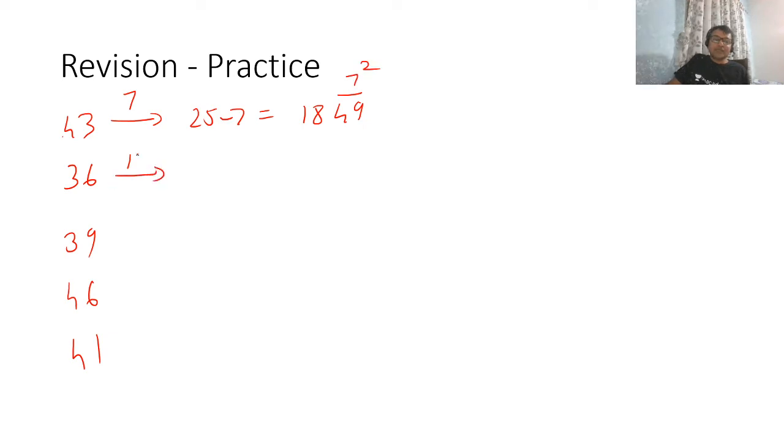36 is 14 less than 50, so we do 25 minus 14, which is 11, and then we do 14 square, which is 196. One carry forward, because after this one we have only 2 places left, so it becomes 1296.